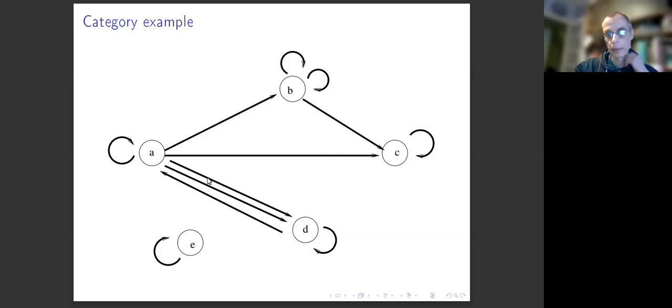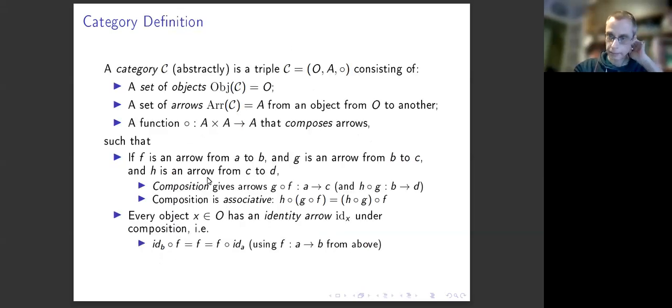So here, obviously, they're just arrows on the screen, so you may ask, what is composition? So let's try and define that. So in more formal language, a category is a tuple, which consists of objects, arrows, and composition.